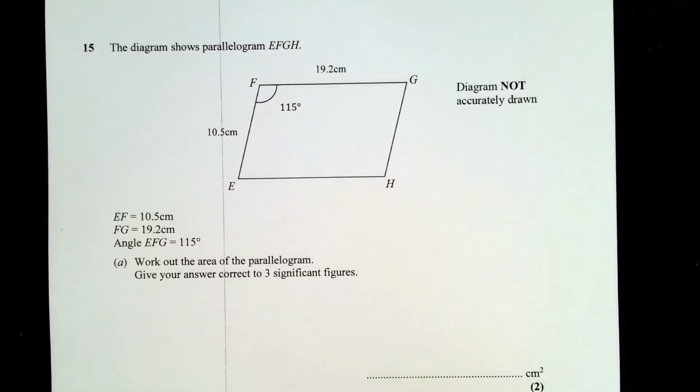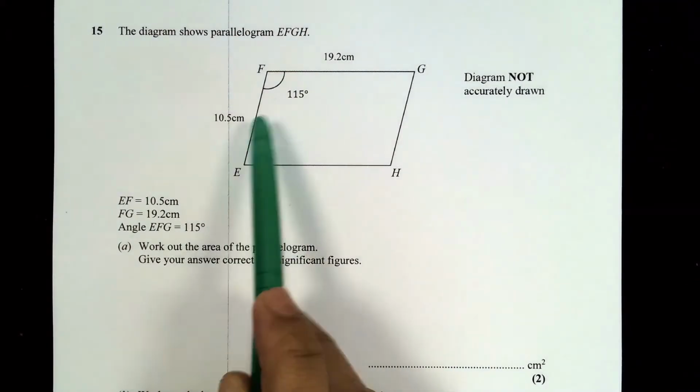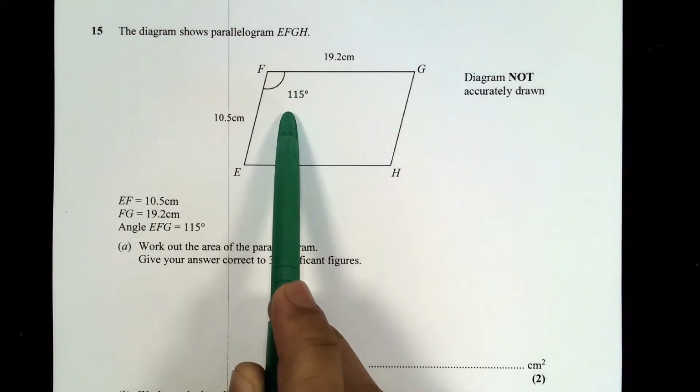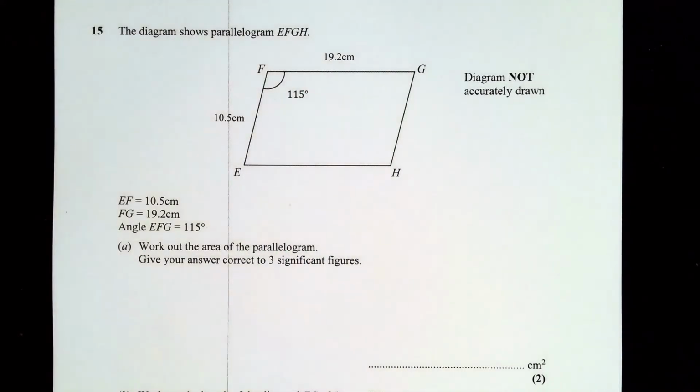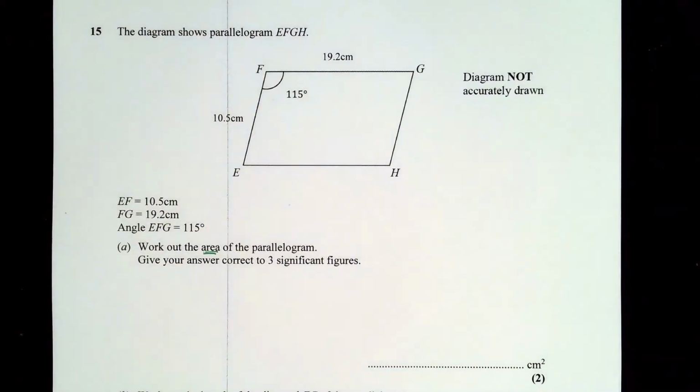First things first, as always, we need to read the question carefully. So, the diagram shows a parallelogram, EFGH. It tells you that E to F is 10.5 centimeters, and F to G is 19.2 centimeters, and it tells you the angle is 115 degrees. The question then says, work out the area of the parallelogram.